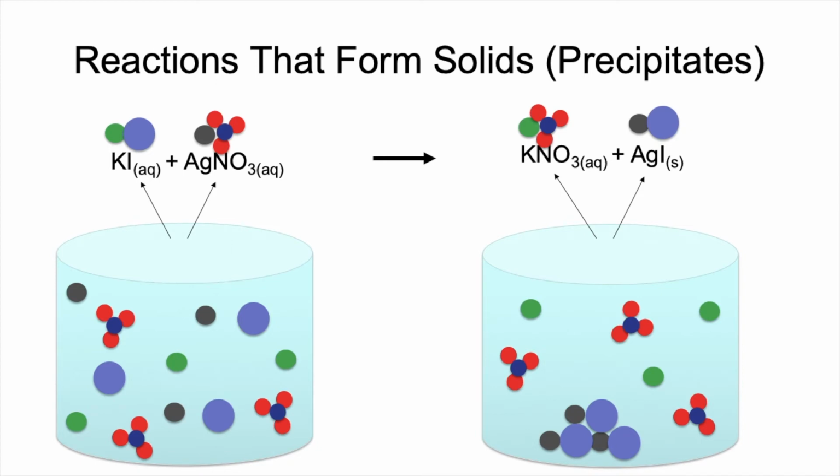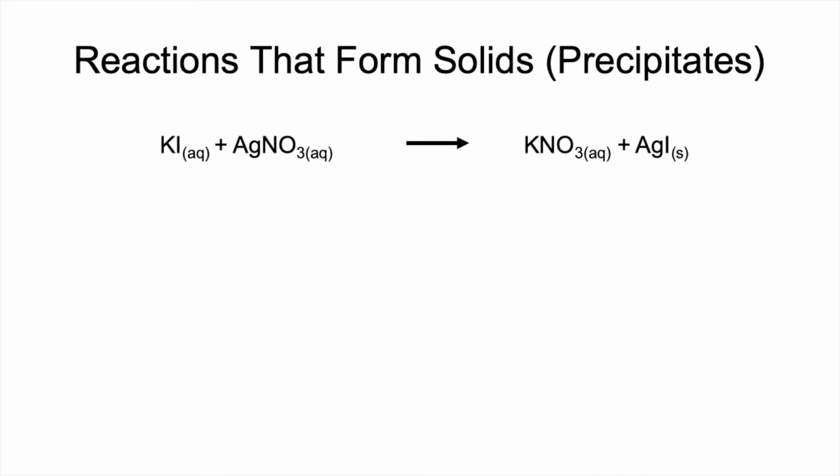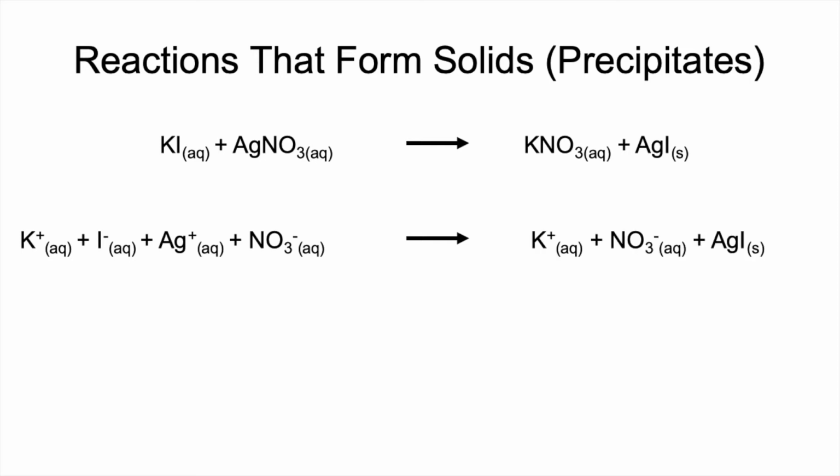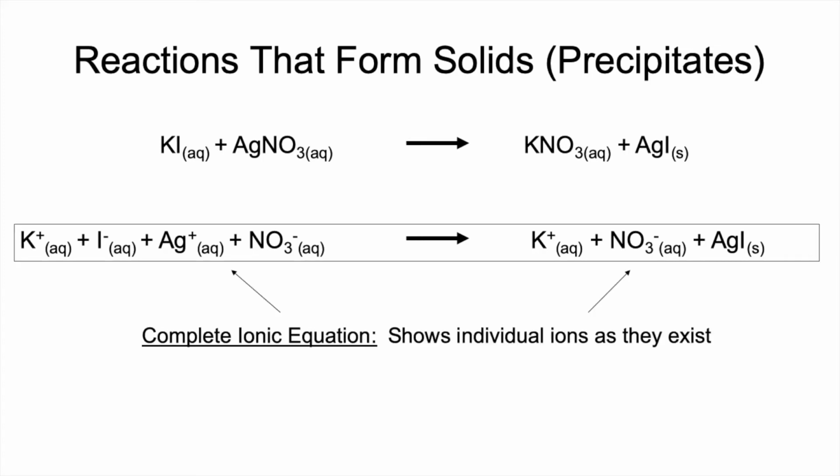And in fact, we can represent this entire process symbolically. So instead of drawing out the pictures like I did in the beakers previously, now we're just going to write out the symbols for these ions. So our reactants become the potassium +1 ion, the iodide -1 ion, the silver +1 ion, and the nitrate -1 ion, all of which are aqueous. And our products become the potassium +1 ion, the nitrate -1 ion, and solid silver iodide. Again, silver iodide is not separated because it is a solid.